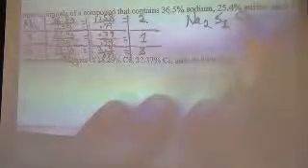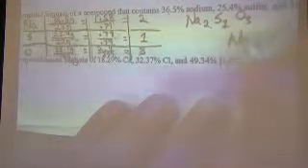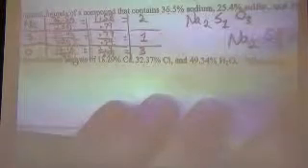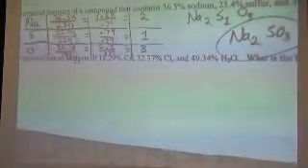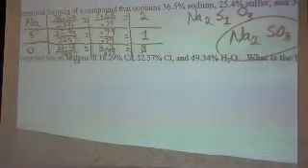So you have Na2, S1, O3. Your formula is Na2SO3, sodium sulfite. Oh, that's pretty cool.